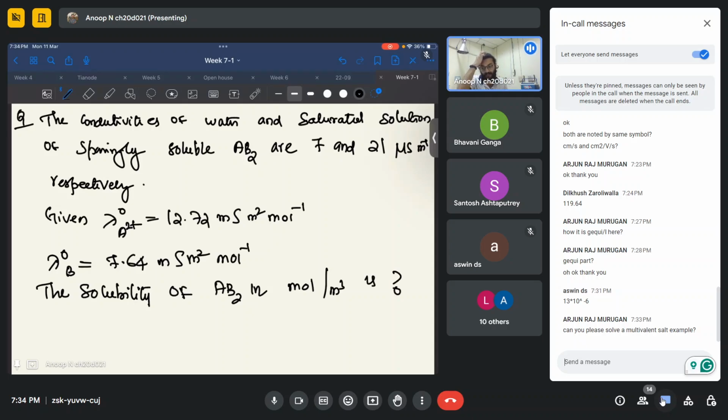So the question is, we have to calculate the solubility of AB2. AB2 is a specific type like CaCl2, etc. You can imagine AB2. We have to calculate the solubility of that in water. The unit should be in mole per meter cube. So can you all try to solve this problem?